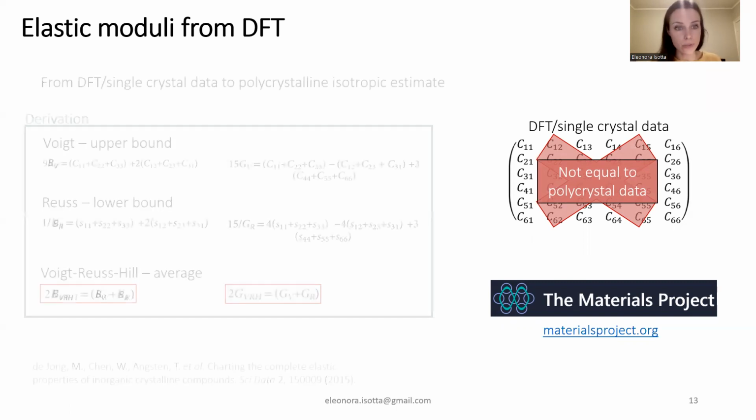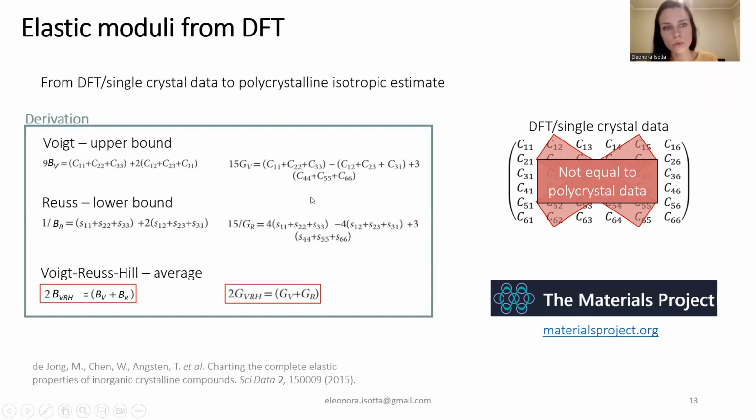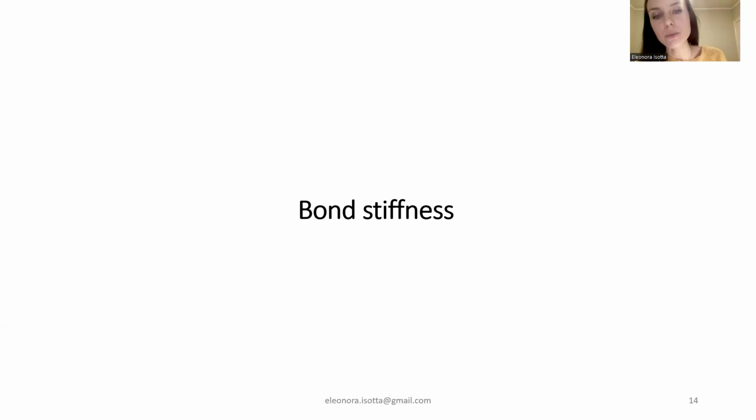For example, if you have a polycrystalline sample, what you can do is a Voigt-Reuss-Hill averaging method, and you can get from this data the isotropic averages. So you can still use the data, you simply need to go through this process before you use it for a polycrystalline sample. This process is described in this reference if you want to go into more detail.